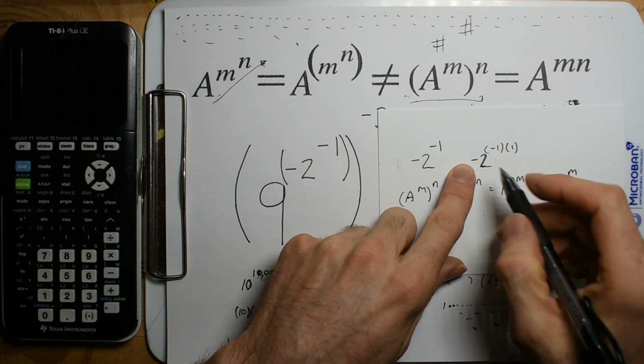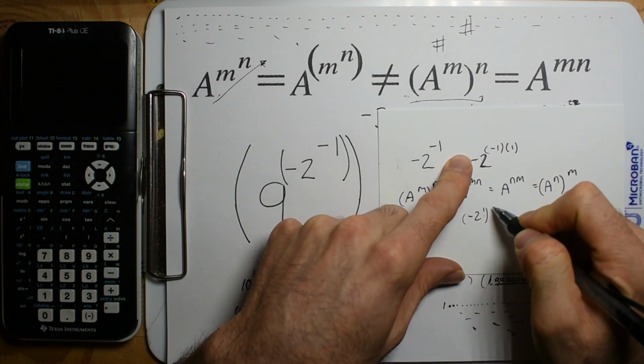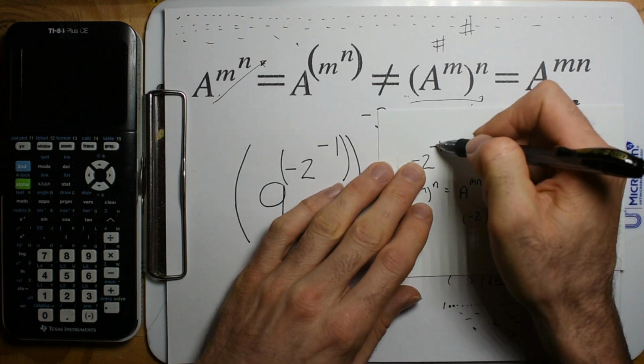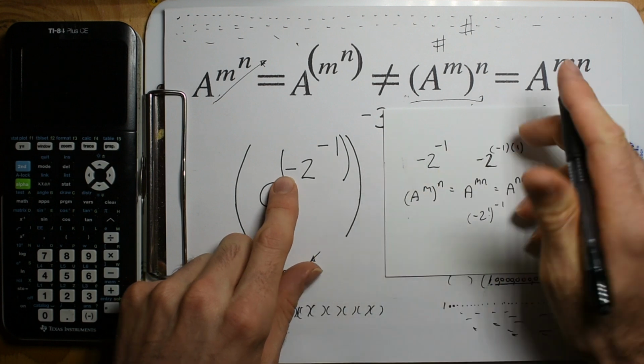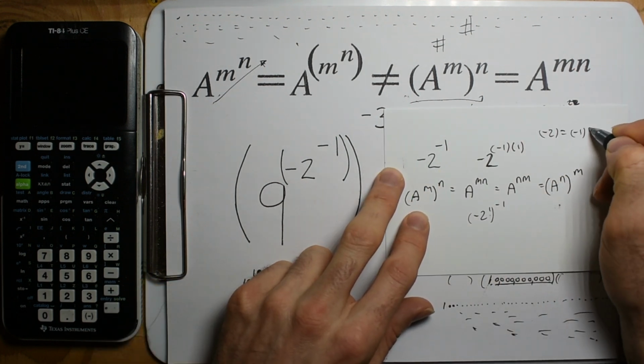So I can take -2 to the 1, and then I can take that to the -1. Super redundant to break this up, but it's going to be useful if we break up -2. -2 is going to be -1 times 2.